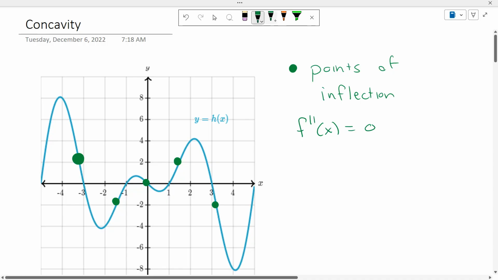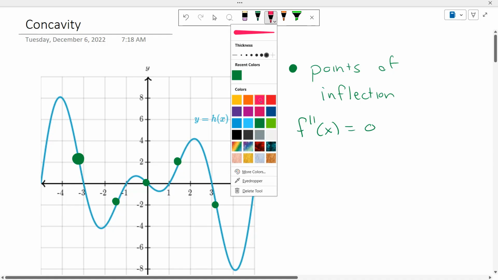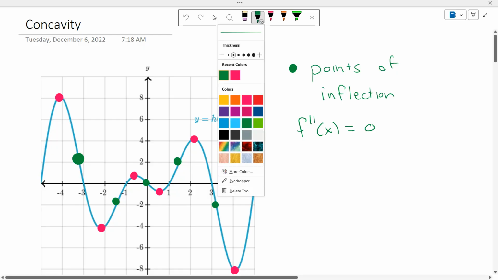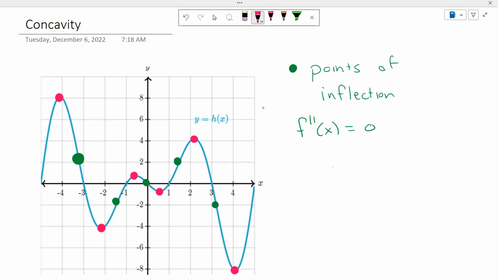Okay? So then we're going to do a little review here. Here's a max, here's a min, here's a max, here's a min. In general, it's about halfway in between. Most of the time, it's halfway in between. Not absolutely, but it's where the second derivative equals 0. So the pink points are maxes and mins, and that's where the first derivative of the function is equal to 0.